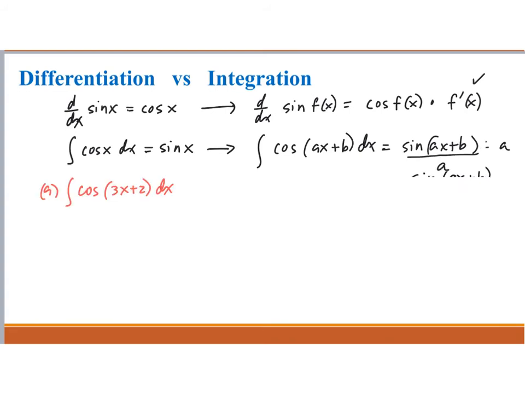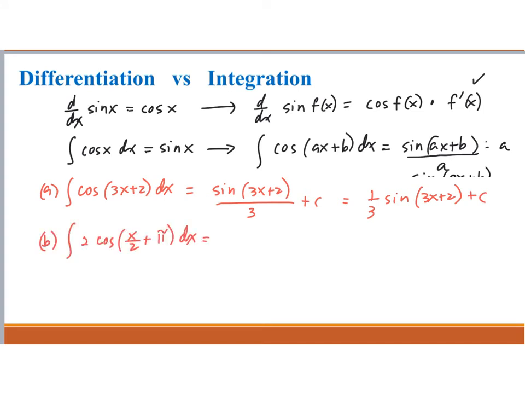Let's take an example. The integral of cos 3x plus 2 will then be sine 3x plus 2 divided by the derivative of 3x plus 2, which is 3, and then plus c, which is just 1/3 sine 3x plus 2 plus c.